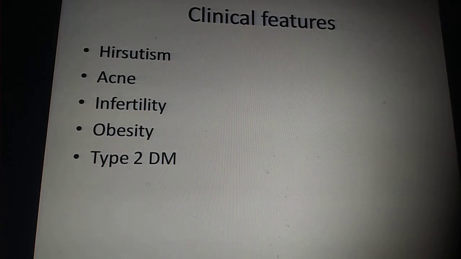Now these are clinical features. They present with hirsutism, acne, infertility, obesity, and type 2 diabetes mellitus. PCOS is always considered a pre-diabetic condition. So women with PCOS are likely to go on to diabetes because it's part of metabolic syndrome. Okay.